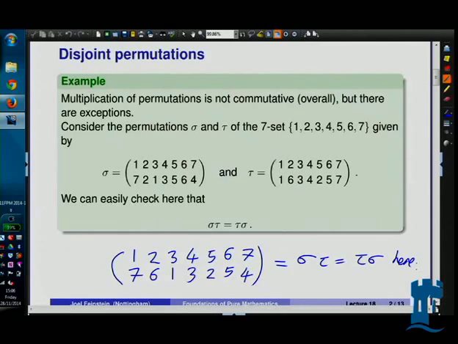So there's obviously something unusual about these permutations. And the unusual thing is, as we're going to see in a minute, if you find something that does get moved by sigma, then it doesn't get moved by tau. And anything that does get moved by tau doesn't get moved by sigma. They are what's called disjoint permutations. That's what we're going to talk about.